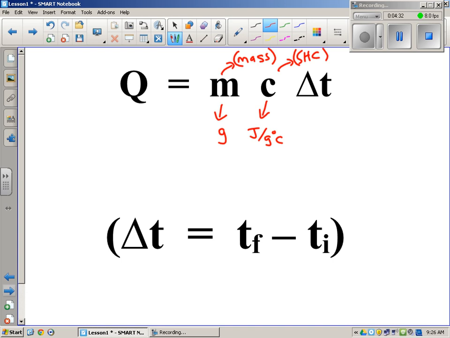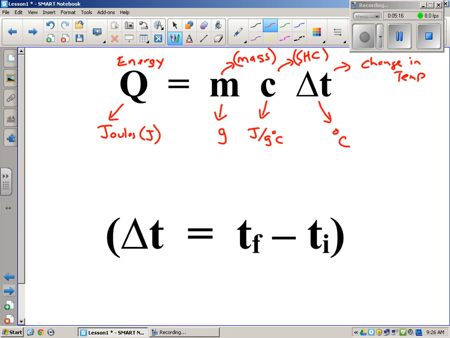This here is what we call the temperature change, or change in temperature, and the units to go with this are degrees Celsius. And finally, Q is the energy that's required. The energy is measured in what we call joules, or basically just J.